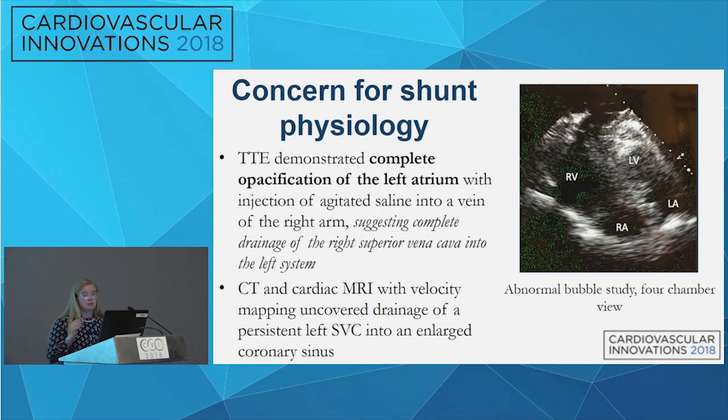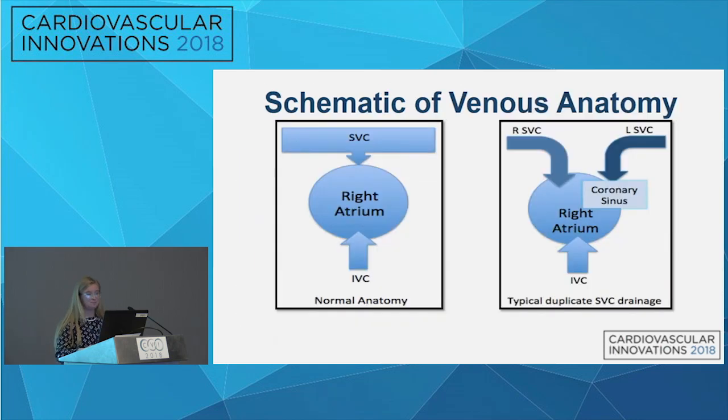in the 4-chamber view here, it illuminated the left atrium and left ventricle. That suggests a complete right to left shunt, and we should immediately stop injecting saline at that point, as those bubbles could embolize to the brain. She had this anatomy further characterized through CT and cardiac MRI with velocity mapping, which uncovered drainage of persistent left SVC into an enlarged coronary sinus, and then also identified the shunt.